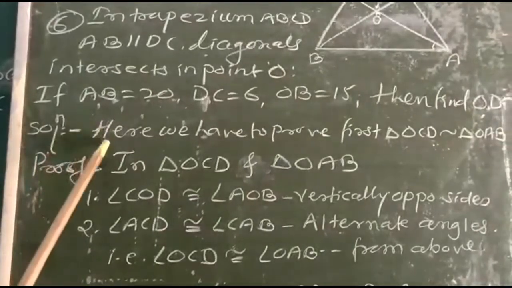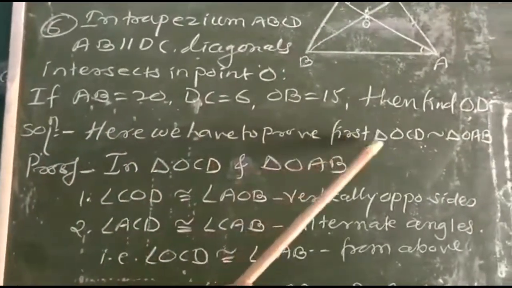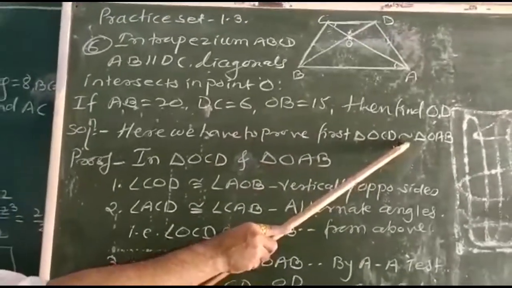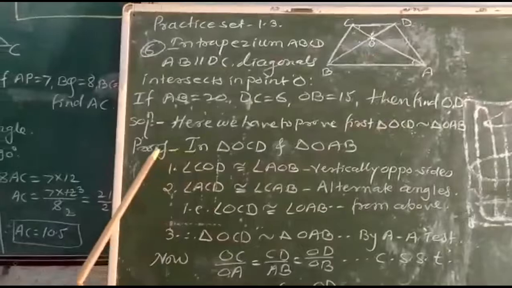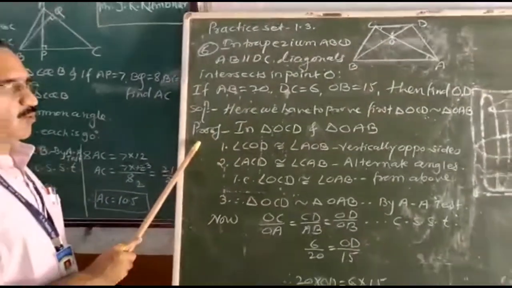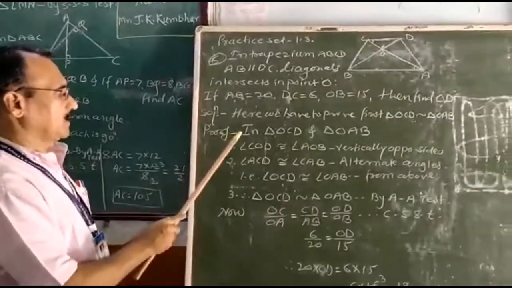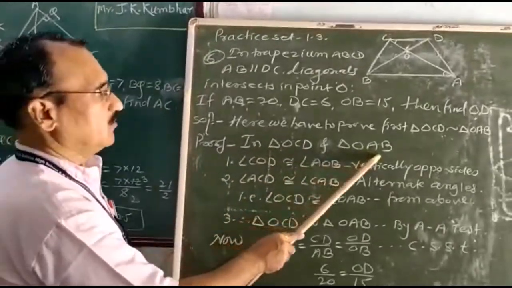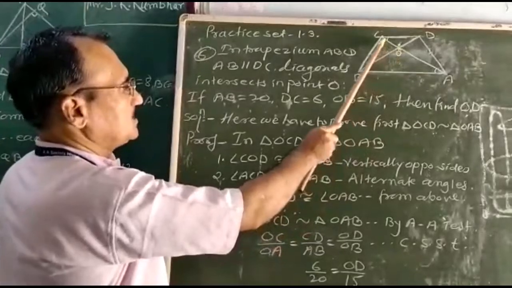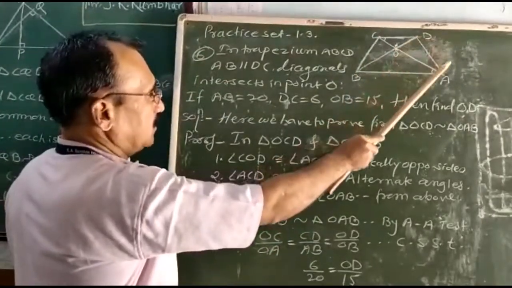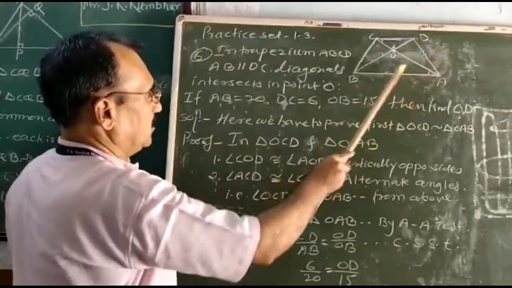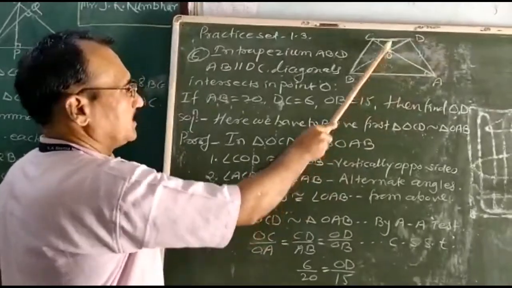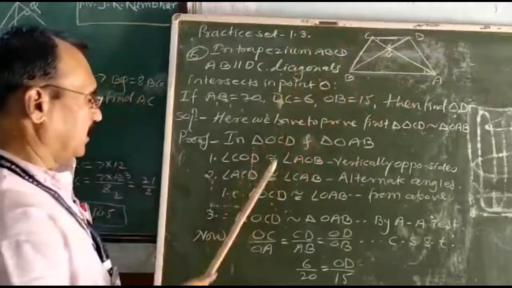For that purpose, we first have to prove these two triangles are similar. If triangles are similar, then we can easily find the required answer. And that's why we have to write the proof of these two similar triangles. In triangle OCD and triangle OAB, in our figure, that means these two triangles. We have to prove these two triangles are similar.